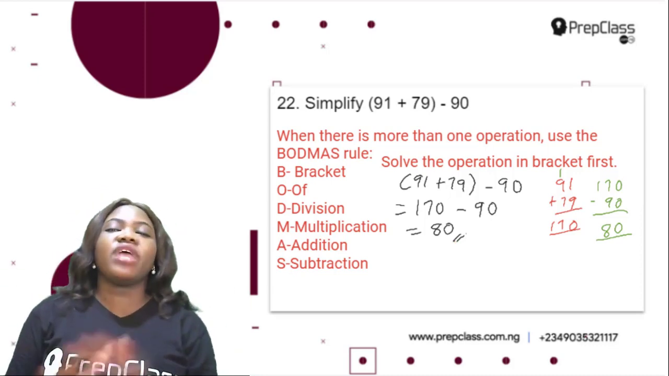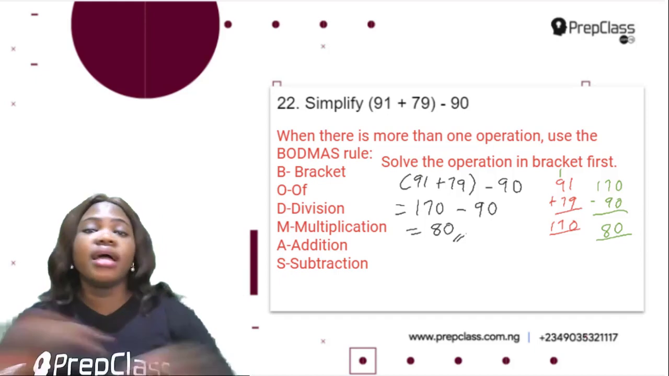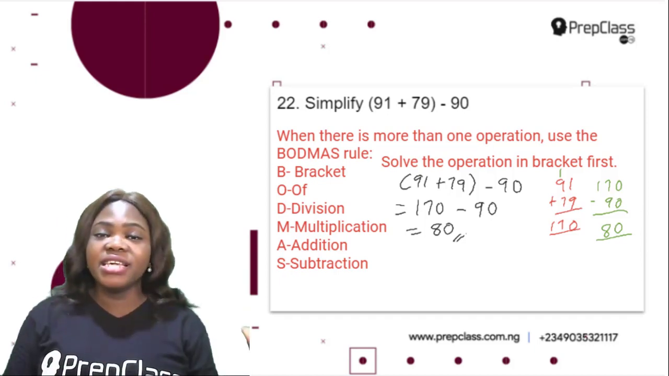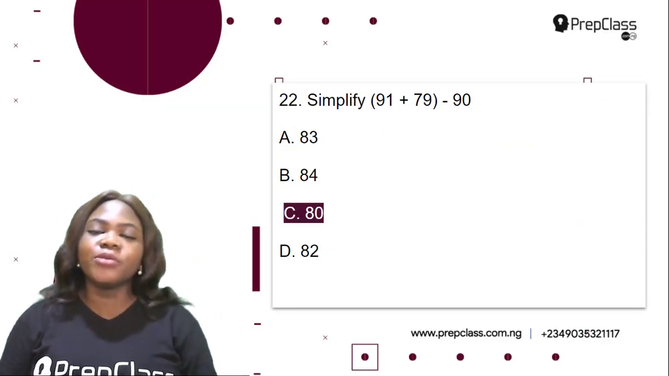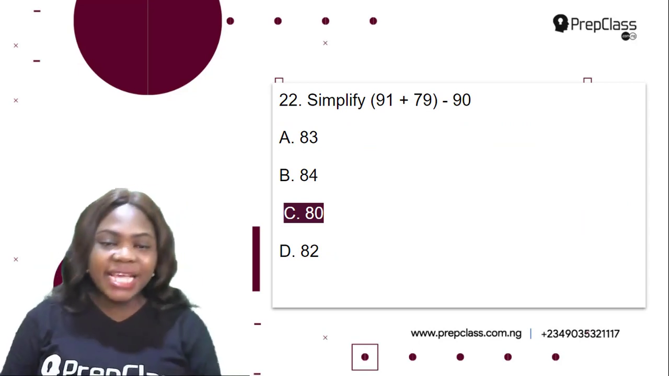So you can see that this is very easy. Just use the BODMAS rule and then you get your answer very easily. Okay, so the correct option here is option C, 80. Check.